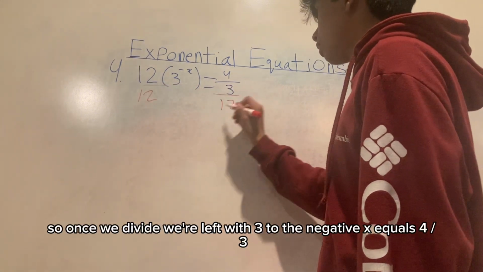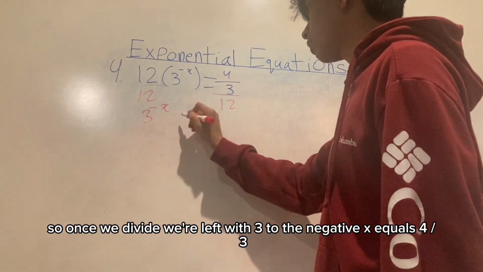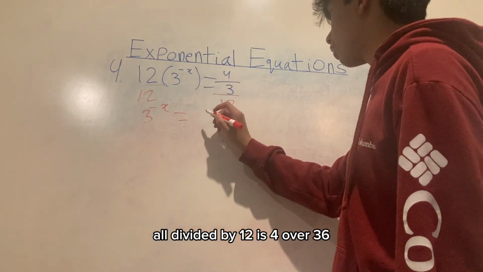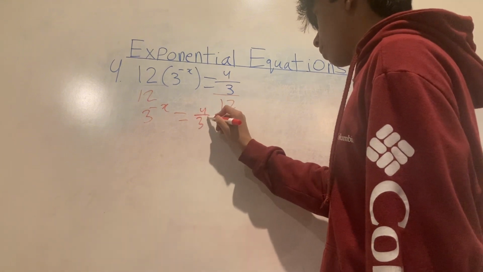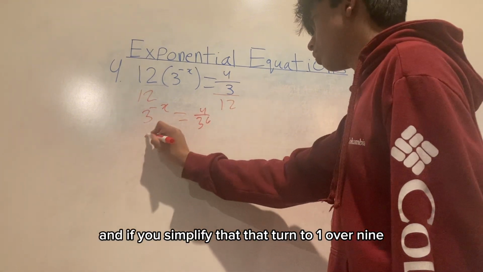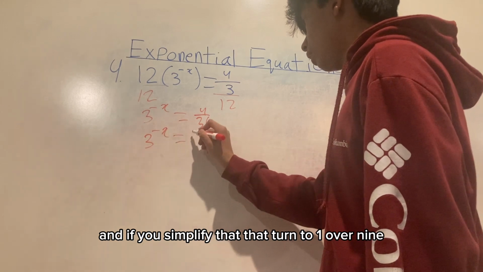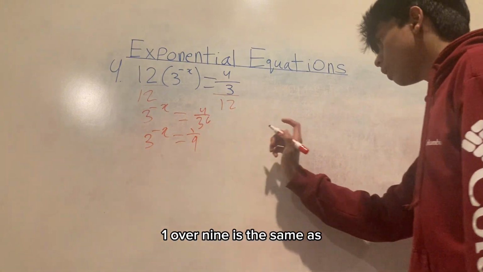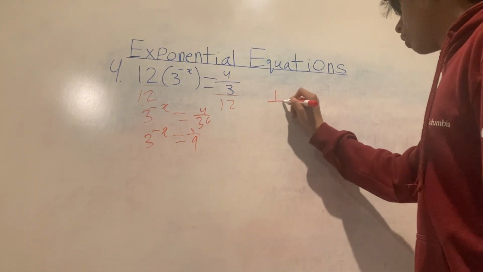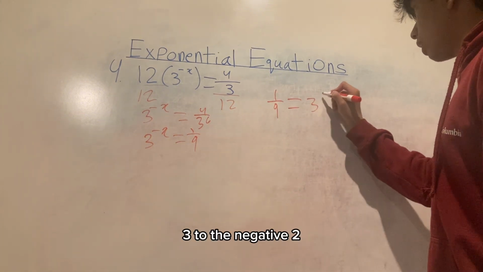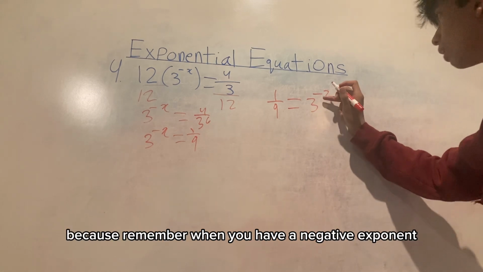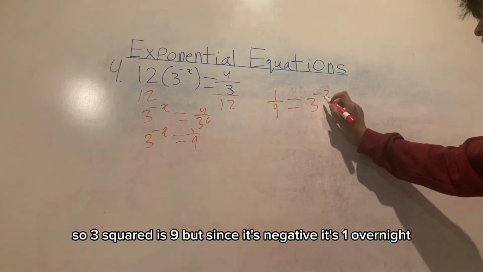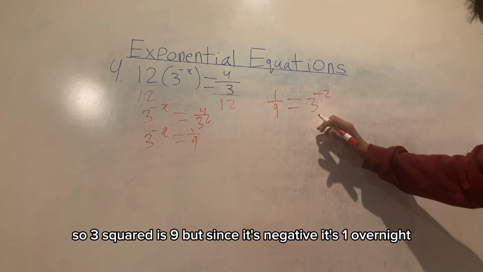Once we divide, we're left with 3 to the negative x equals 4 over 3, all divided by 12, which is 4 over 36. If you simplify that, it turns into 1 over 9. Okay, now we're left with the easy problem again. 1 over 9 is the same as 3 to the negative 2, because if you remember, when you have a negative exponent, you bring it to the bottom. So 3 squared is 9, but since it's negative, it's 1 over 9.